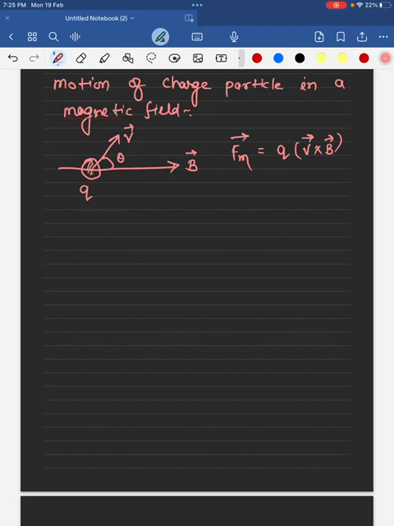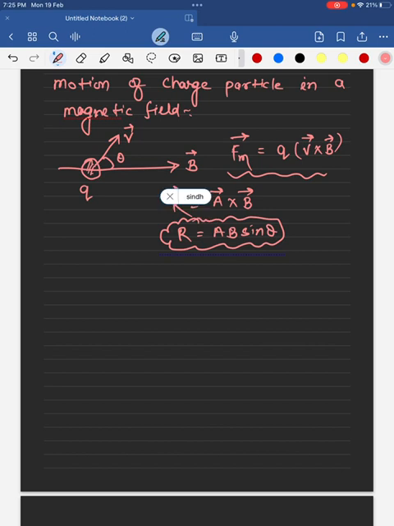Firstly, dear student, see the equation very carefully. This is the vector product of the velocity vector and the magnetic field vector. You already studied that if the resultant vector R vector is given by A vector cross B vector, then its magnitude R equals AB sine theta, where theta is the angle between A vector and B vector. So we simply write the magnitude of magnetic force, which is q v cross B, as q v B sine theta.